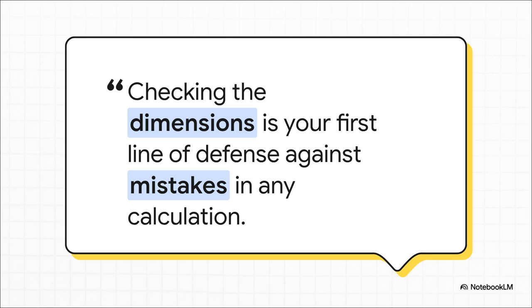And this brings us to probably the most useful takeaway from all of this. Seriously, before you ever start punching numbers into a calculator for a physics problem, just take a second and check the units. Make sure you aren't adding kilograms to meters per second. This simple little grammar check is your number one first line of defense against making a mistake, whether it's on your homework or especially on a big exam.